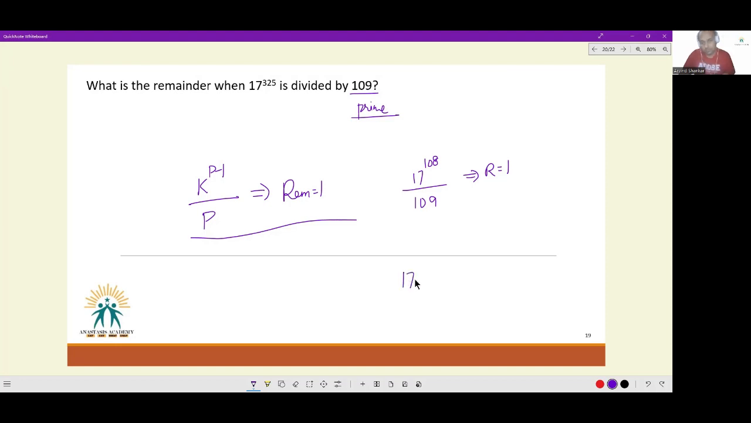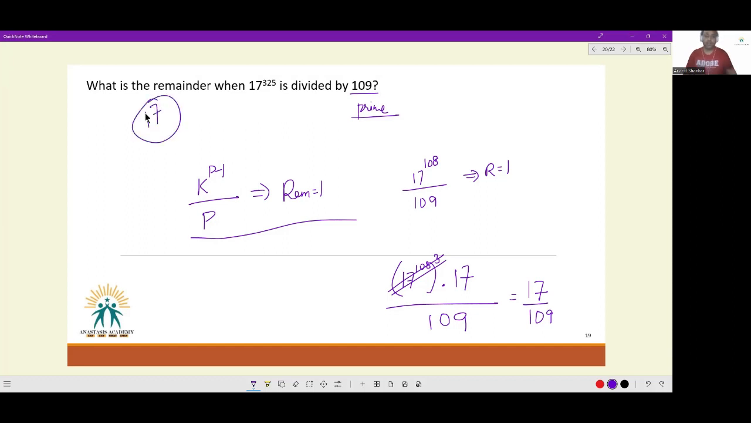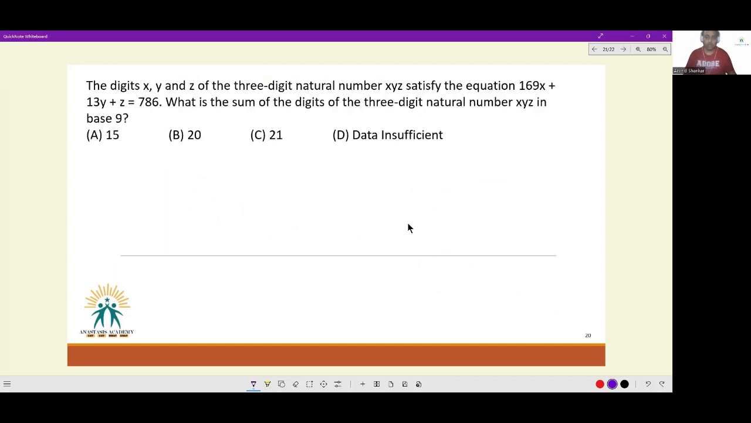So, I can write 17 raised to the power 108 raised to the power 3, into 17, divided by 109. And now see, 17 raised to the power 108 raised to the power 3 will give me remainder 1. So, I don't really have to care about this. I'm left with 17 divided by 109. So, this will turn to 17 only. The remainder here is 17. Nothing more. Okay. Next.